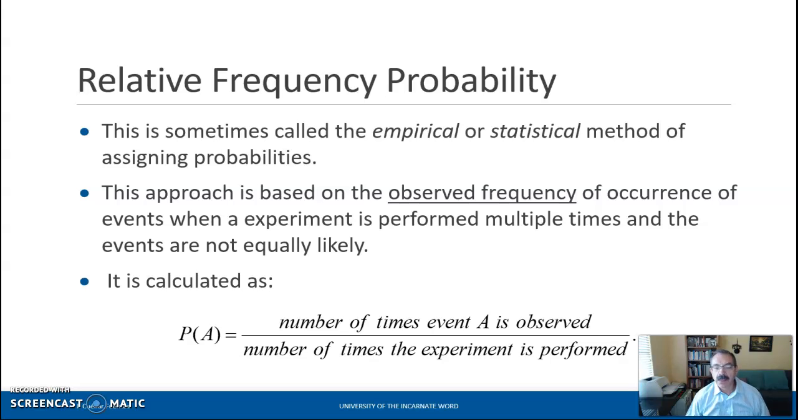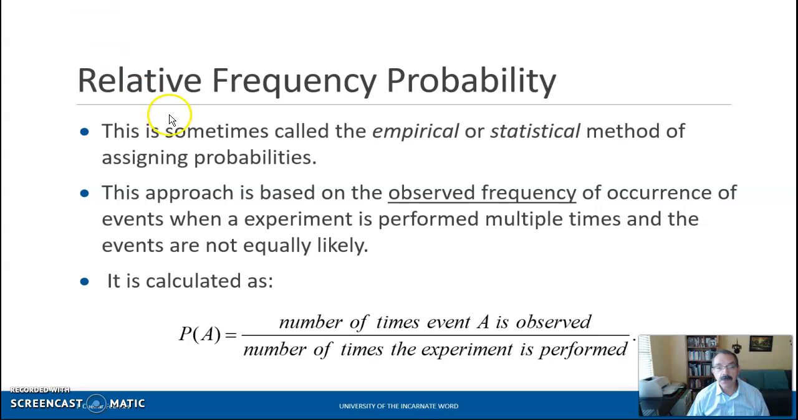This is part 2 of the lecture for Module 4. In this lecture, we're going to start talking about the relative frequency probability. This is sometimes called empirical or the statistical method of assigning probabilities, and is based on the observed frequency of the occurrence of events. When an experiment can be performed multiple times, the events are not equally likely.